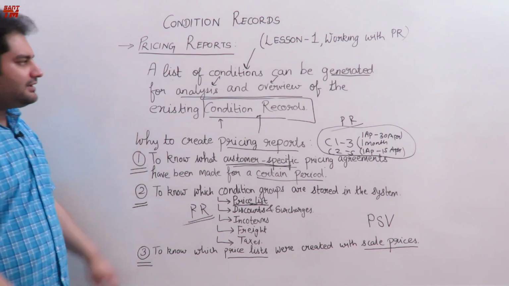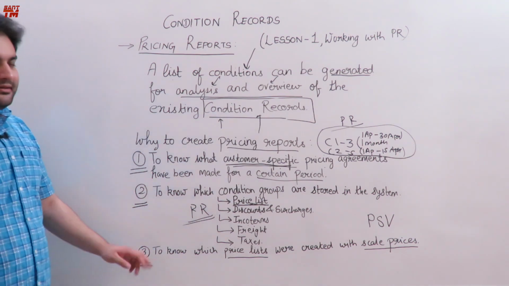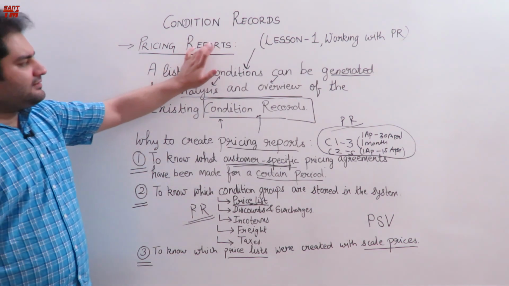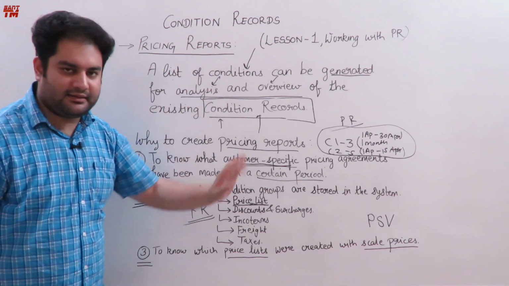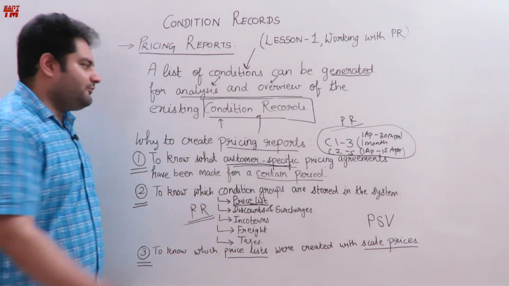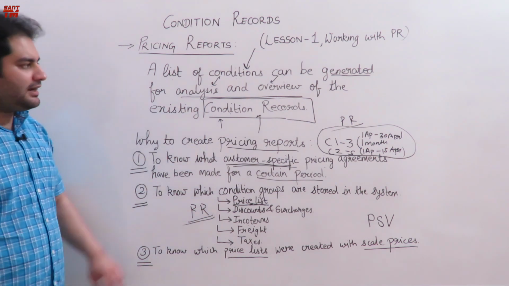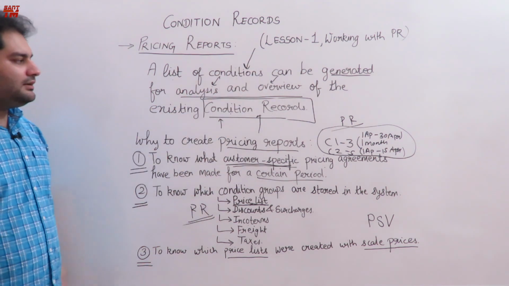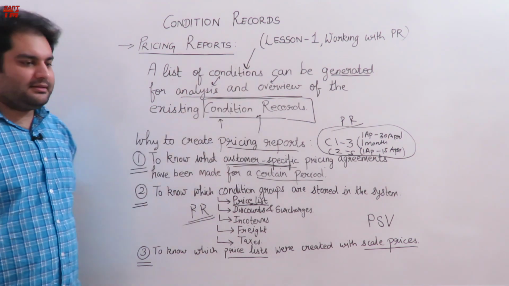Okay. So whatever is written in this, I am summarizing it again. What are pricing reports? They are a list of conditions. For what purpose? For analyzing the condition records and to get their overview. Now how to analyze these condition records?